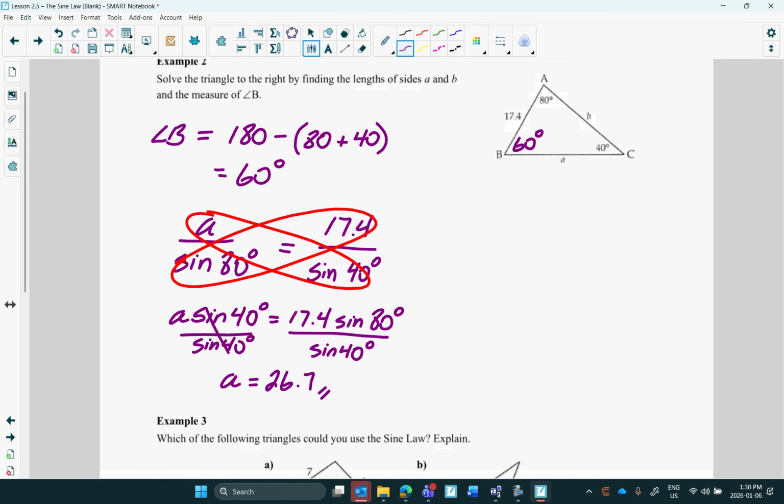So we found A. The only thing left we have to find is B. And I can use sine law again. Can somebody tell me what it would look like? B over sine 60, and then use the same fraction from the previous, 17.4 over sine 40. Yeah, it's the same one you can use. You could have used 26.7 over sine 80. That's absolutely correct.